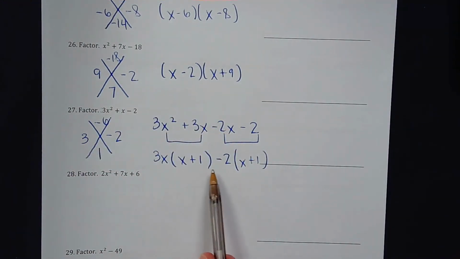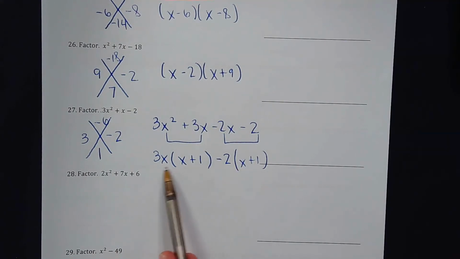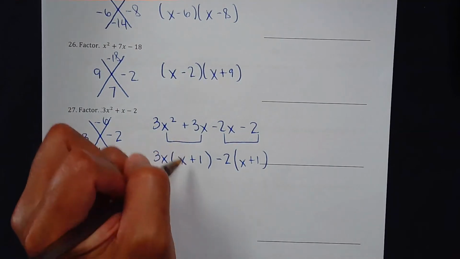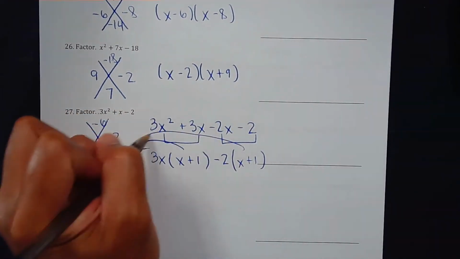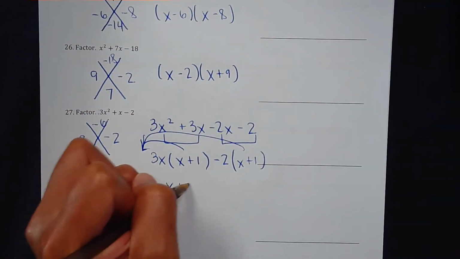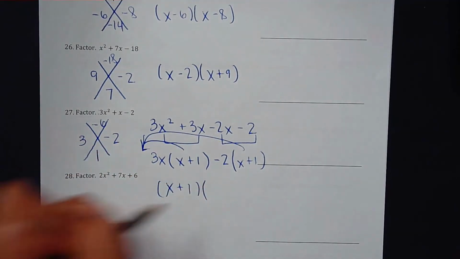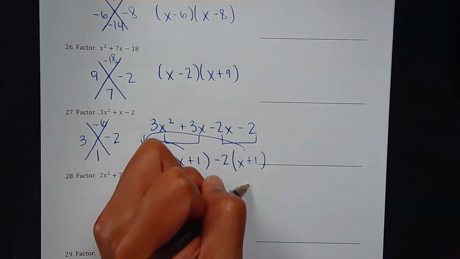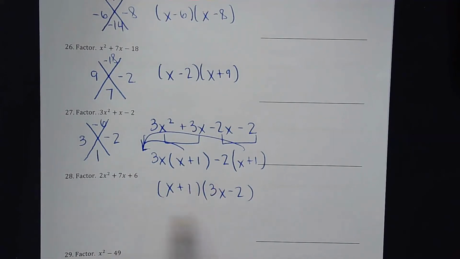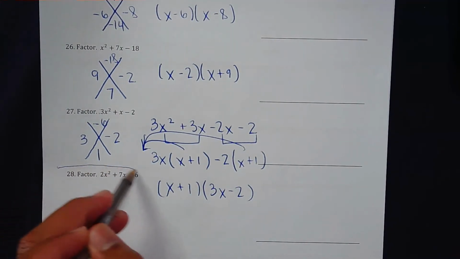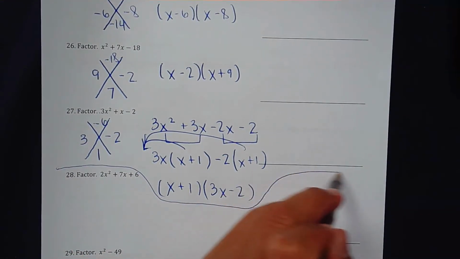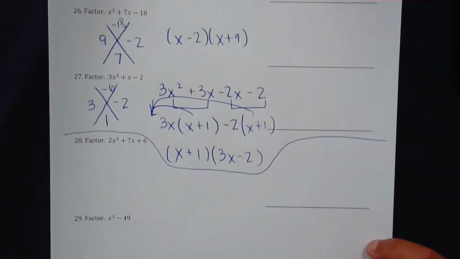All right, now we think of factoring out an x plus 1, right? That's our greatest common factor in between these two. So we factor out an x plus 1, bring it to the front, x plus 1, and then we multiply by 3x minus 2. That's our final answer. All right, let me just draw a line so you guys don't get confused which problems are which.